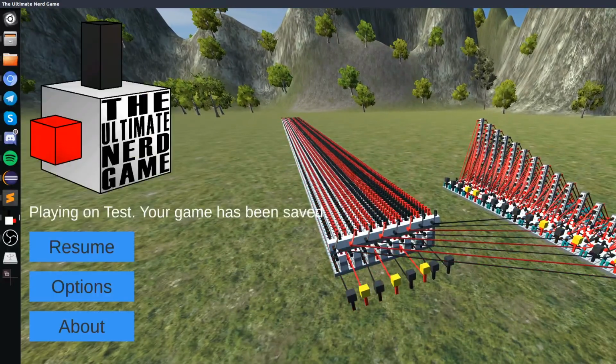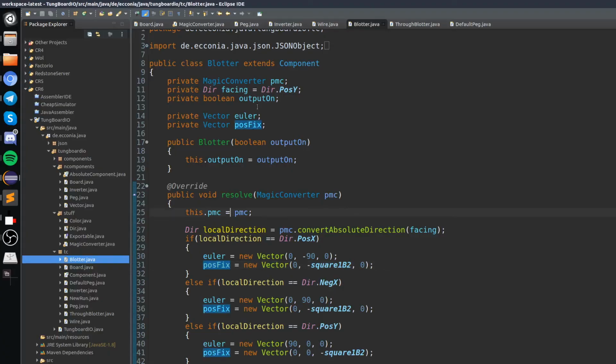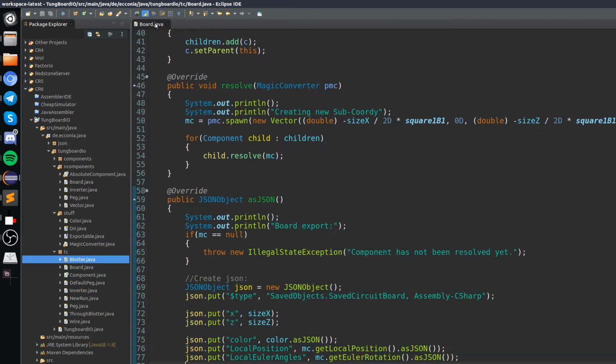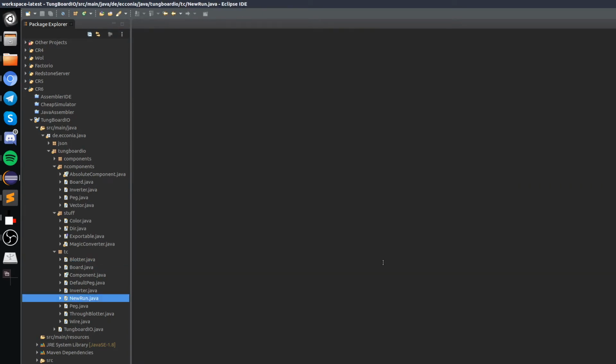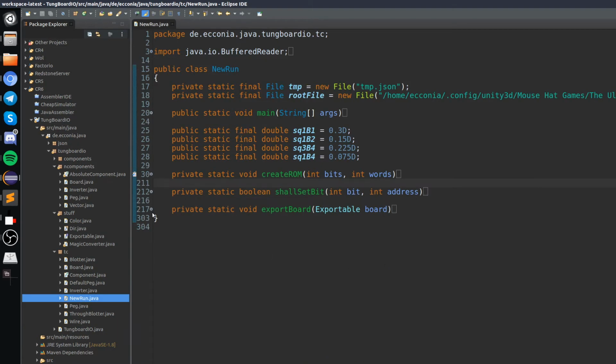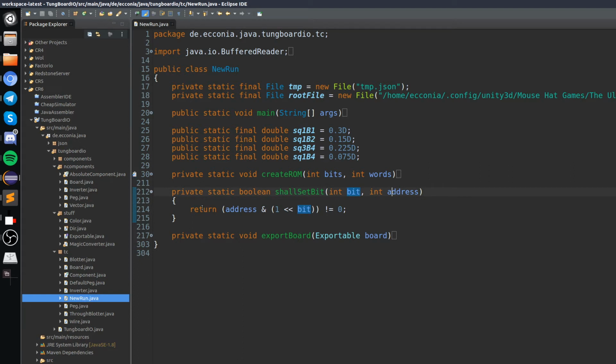I will only briefly show you how that generation works, because it's a real mess right now. It's horrible. Basically, there's a shell set bit, you give it a bit and an address, and it just gives you the address back. So it says, okay, you're checking this first bit, and that's in the third address, so we take 3 and check if bit 3 is set in there.